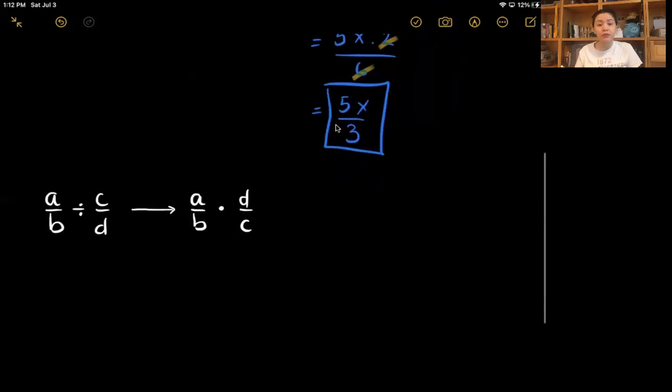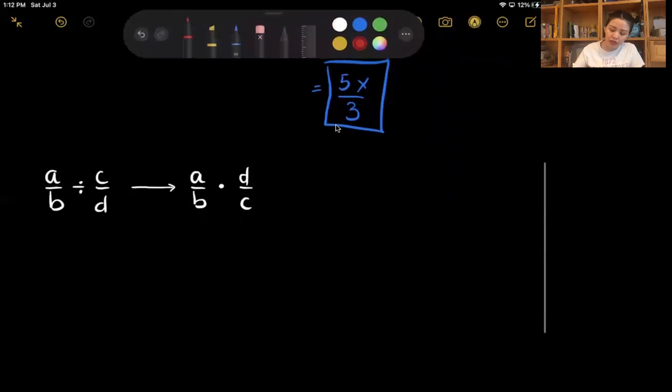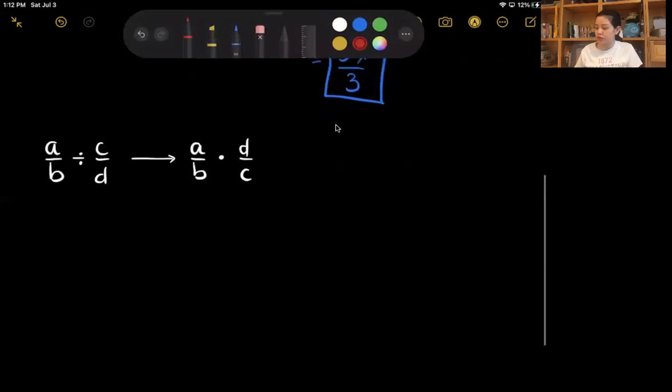Now, do we ever flip the left fraction? Do we ever flip A over B? No, we don't ever flip the first fraction, right? We only flip the second fraction and then we multiply. Okay, so let's take a look at an example to illustrate the point.